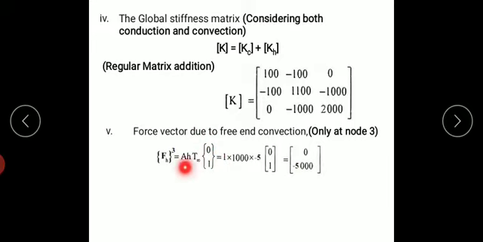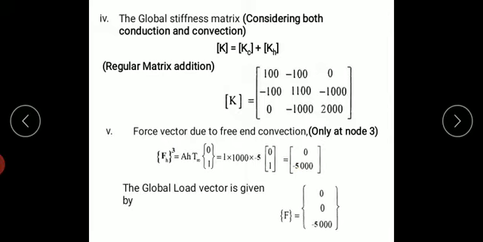Fine. So A I know, H I know, T infinity I know. 1 into 1000 into minus 5, {0, 1}. Finally I got minus 5000. So now the global force vector. In the global force vector, the force is acting only at node 3, means convection is happening only at node 3. At node 1 it is 0, node 2 is 0. At node 3, the force I got is minus 5000 by using the global stiffness matrix. Okay, fine. So next we shall move on to the equilibrium equation.